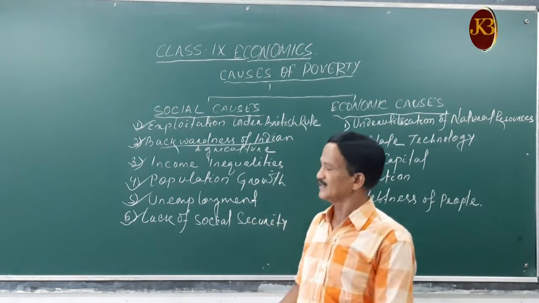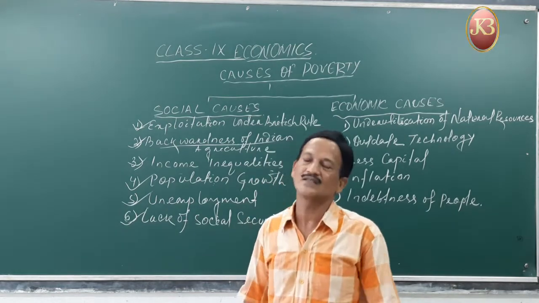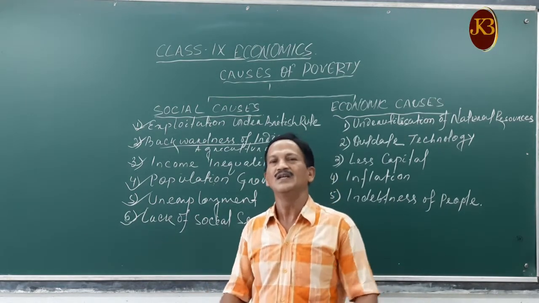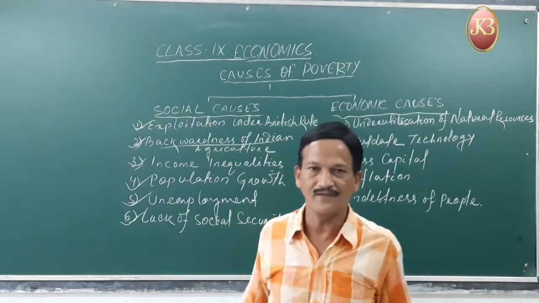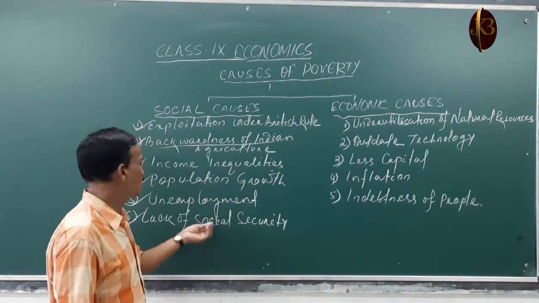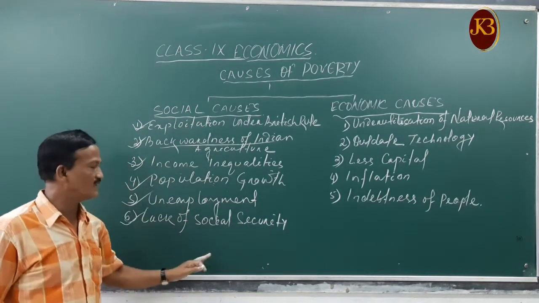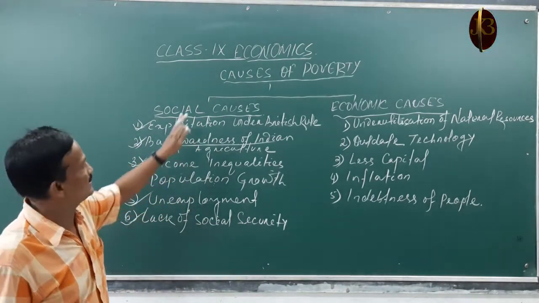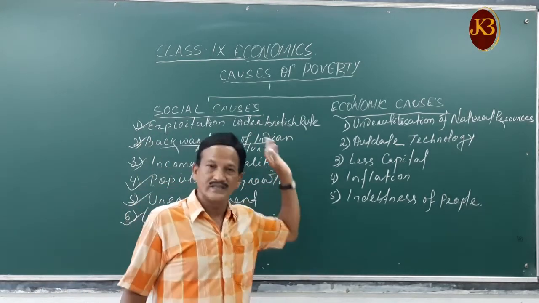So likewise, several social security measures should be adopted, otherwise the society will not be improved, the society cannot be developed. The lack of social security measures creates more poor people. So these are the causes which contribute to poverty.